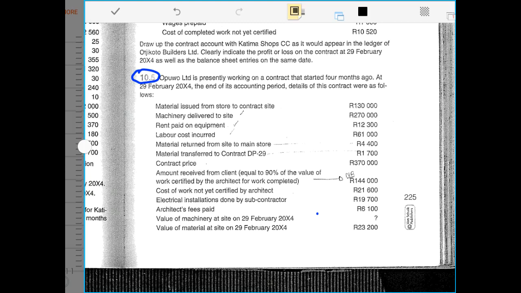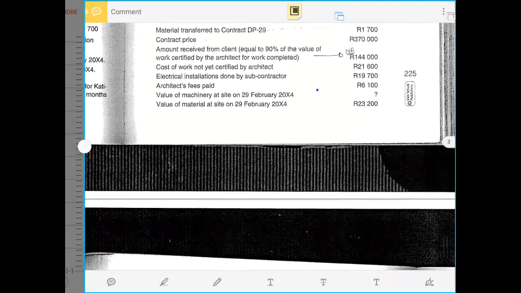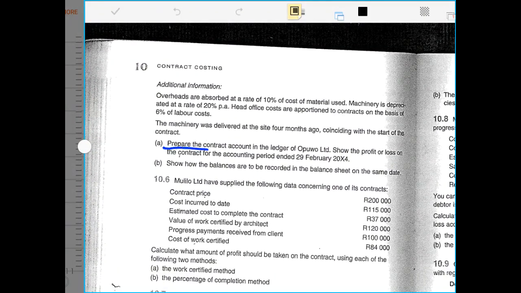So now we are given the details of the contract. And always important when it comes to contract costing that you go and read what is required. So now I will start with the requirements before I begin reading everything. We are required to prepare the contract account in the ledger of Opuo Ltd, show the profit or a loss on the contract for the accounting period ending 28 February 2004, and show also the balance sheet record on the same date, which is the 28th of February 2004.